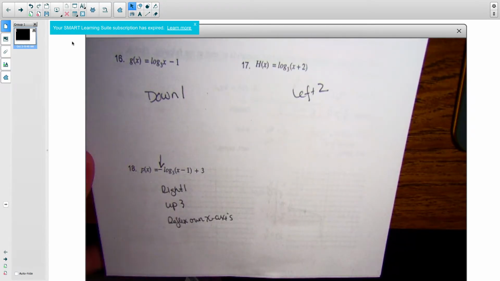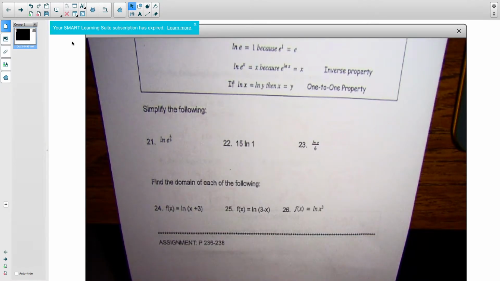So again, nothing different about transformations here than what we had yesterday or what we had on our polynomial functions, our quadratics, our x cubes, our absolute values, square roots. Transformations are still the same. Questions? Then we've got the natural log function.